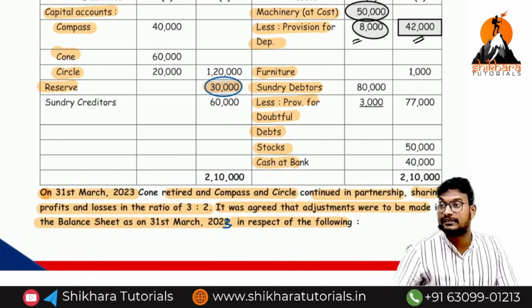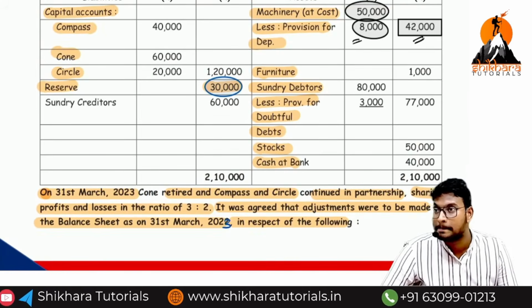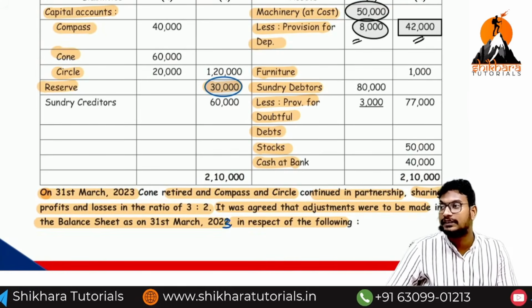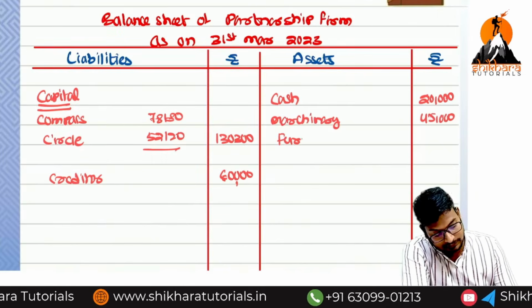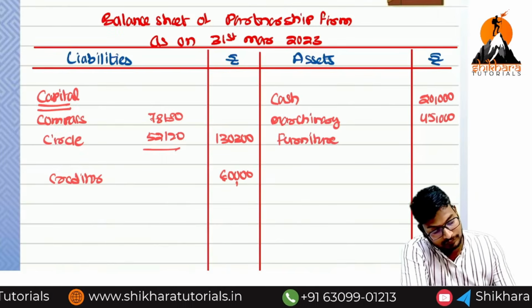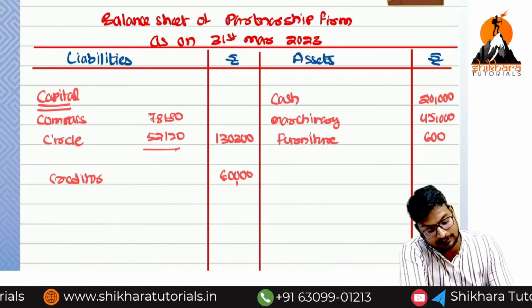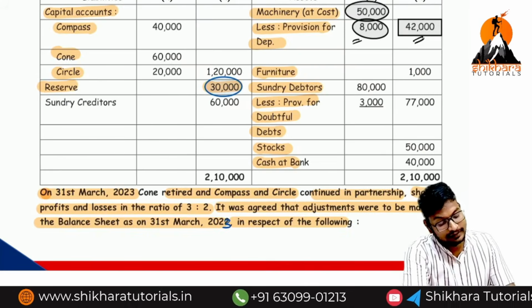Furniture 600. Furniture how much, Amma? They have depreciated up to 600. Sir, no, Ma. Furniture 600. What is the next one? Sundry debtors.